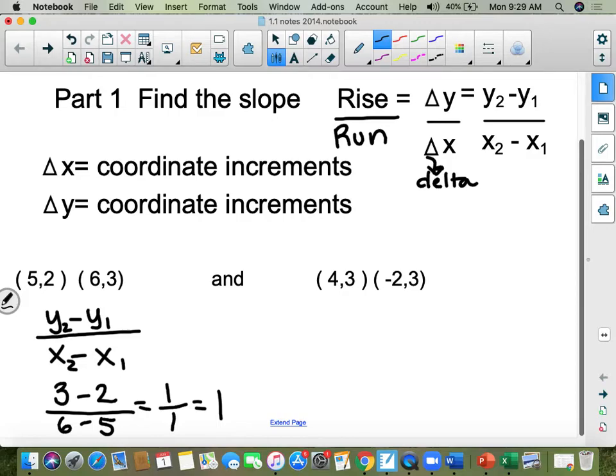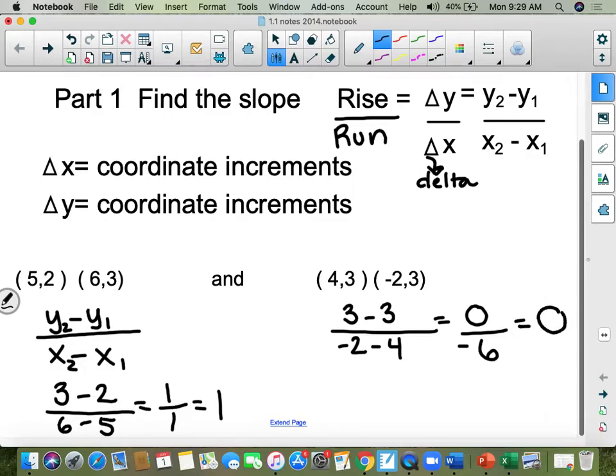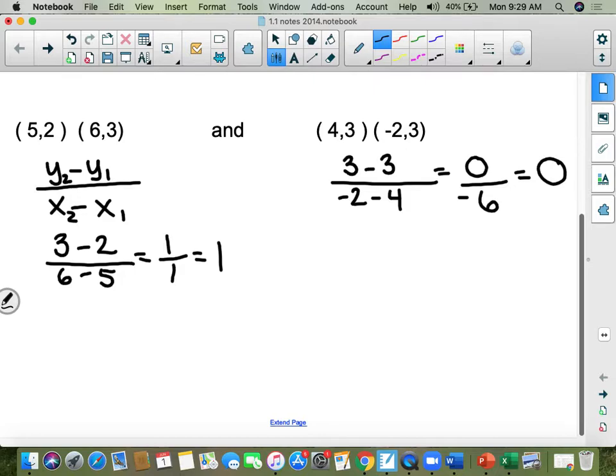Let's find the slope of this one. 3 minus 3 over a negative 2 minus 4, which ends up being 0 over a negative 6, which is equal to 0. Remember, in Algebra 2, if you have a number on the top divided by 0, so the opposite of that, this is undefined, no slope. You can never have 0 in the denominator in math.